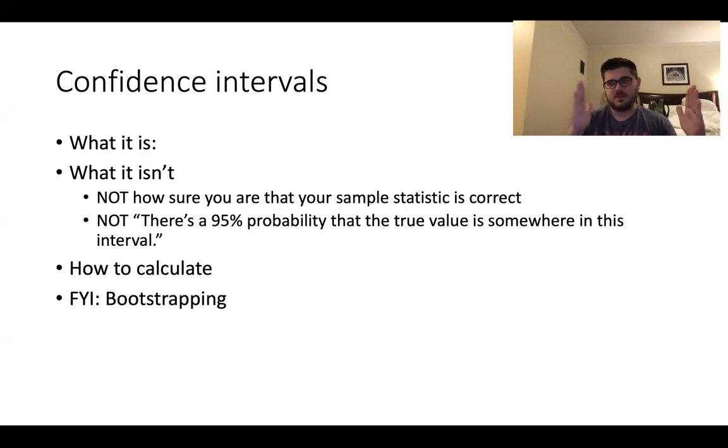If 0 had been within your interval, like one boundary is positive and one is negative, that means that 0 is somewhere in the middle. That would mean that you couldn't reject the null hypothesis because you can't rule out 0. 0 being no difference between means, no correlation between the two variables.